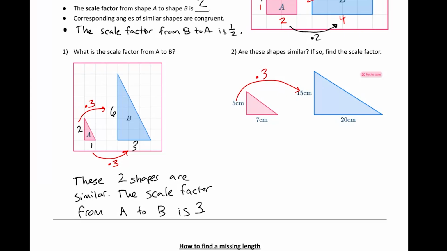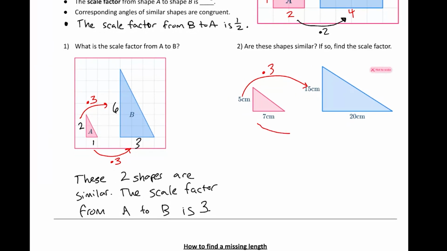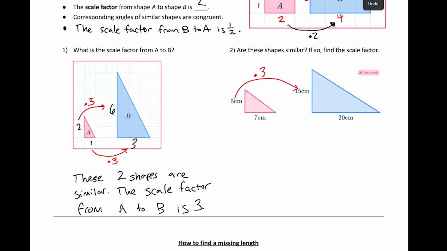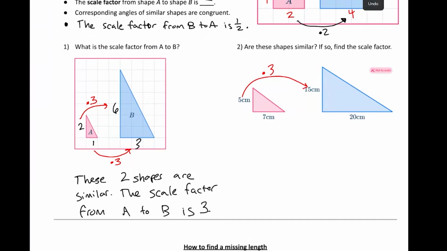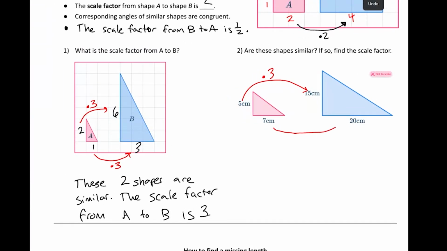But if I multiply 7 by 3, that is not going to give me 20. Right? 7 by 3 would give me 21. The scale factor here would actually be 20 over 7. It's kind of a weird fraction here, but that's because 20 is not a multiple of 7. So we'd have to multiply by 20 over 7.